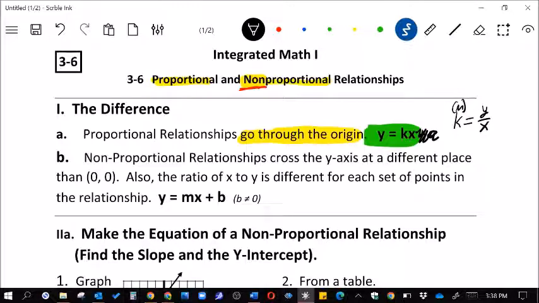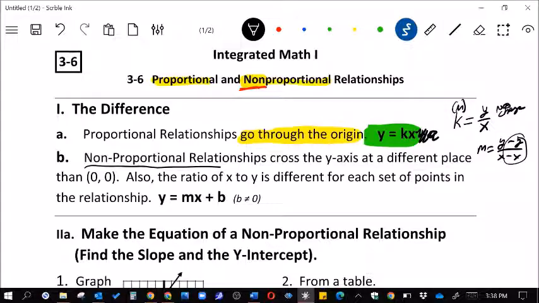Well, when you have a non-proportional relationship, you're not going through 0, 0, and that's why m is equal to a y minus y over an x minus an x. So it's a change in y's and a change in x's. In this one, there's no change between the y's or between the x's. Here, there is a change between the y's and between the x's.